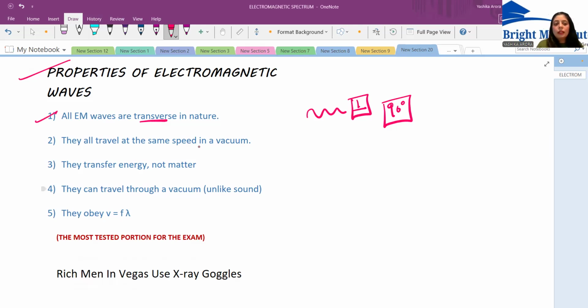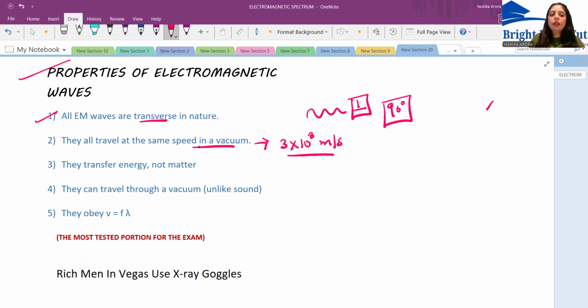The second property is they all travel at the same speed in a vacuum. And what is that speed? That speed is 3 x 10^8 meters per second. Usually the speed is going to be given to you in your paper. So no problem. One important point is this is actually the speed of light. Light travels at the same speed.